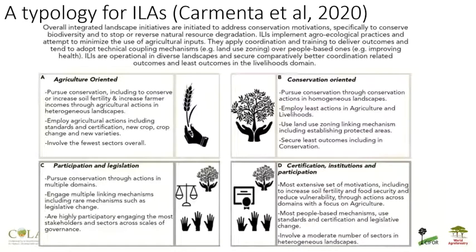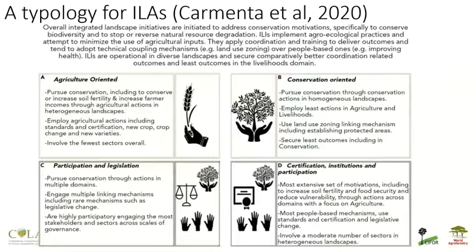So like I said, that's just one way to characterize a landscape approach. There was also a paper came out last year, a group led by Carmenta, and they created a typology for integrated landscape approaches. And they used a data set from Latin America and the Caribbean, looking at 104 different examples of landscape approaches. And what they found is there's different degrees of integration within these so-called integrated landscape approaches.